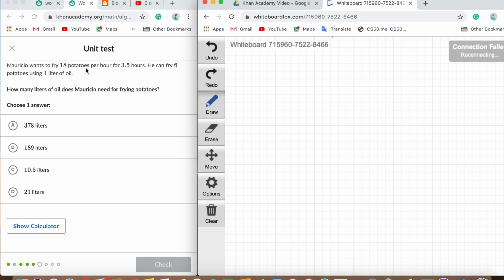Mauricio wants to fry 18 potatoes per hour for 3.5 hours. He can fry 6 potatoes using 1 liter of oil. How many liters of oil does Mauricio need for frying potatoes? Okay, so let's think about this. How many liters of oil? So, how many potatoes does Mauricio need to fry?